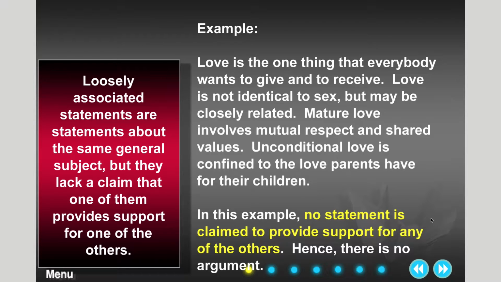Right? "Love is the one thing that everybody wants to give and receive. Love is not identical to sex, but may be closely related. Mature loves involve mutual respect and shared values. Unconditional love is confined to the love parents have for their children." In this example, as you see, no statement is claimed to provide support for any of the others. Hence, there is no argument.